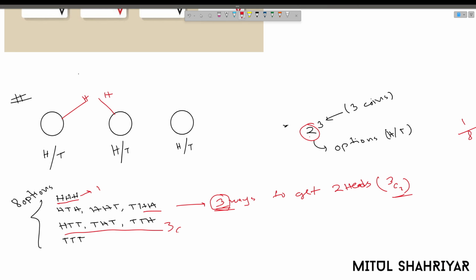Again, the same question can be asked for 2 tails. From 3 coins we choose 2 coins to have tails. And if we want every single coin to have tails, then from 3 we have to choose all 3 coins, which should be 3C3. So this is the concept of combinatorics.